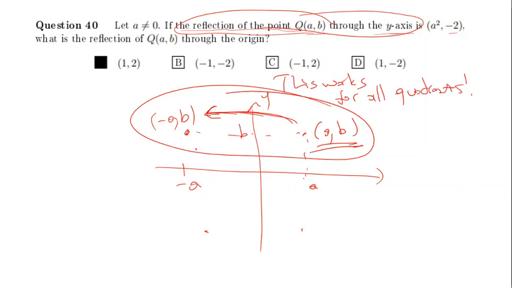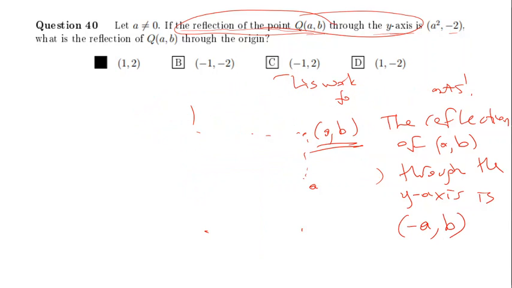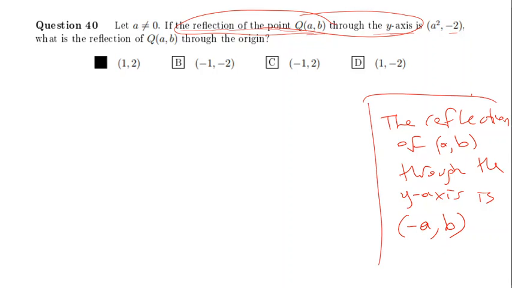So from here you can say the reflection of (a, b) through the y-axis is (-a, b). If you remember this fact, it's okay, but if you don't remember, you can make it with this Cartesian coordinate. We can plot the point, and you can get the rule. This rule works for all quadrants. I mean, (a, b) can be in any quadrant, but the formula works. So what does it say?